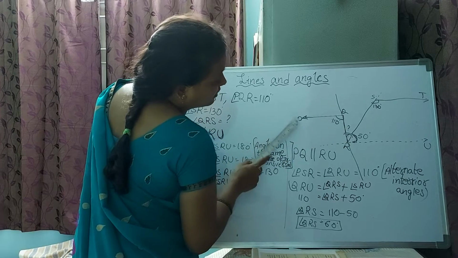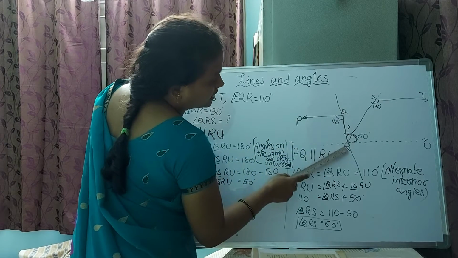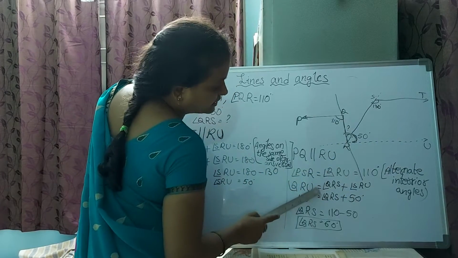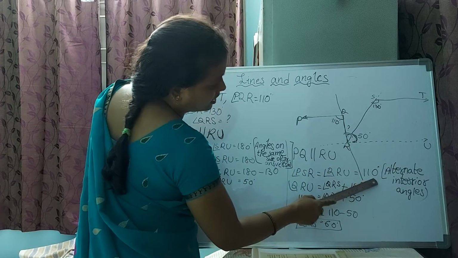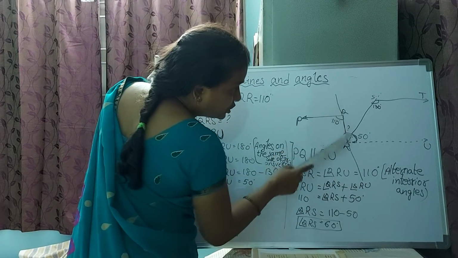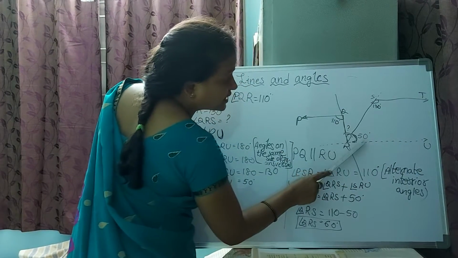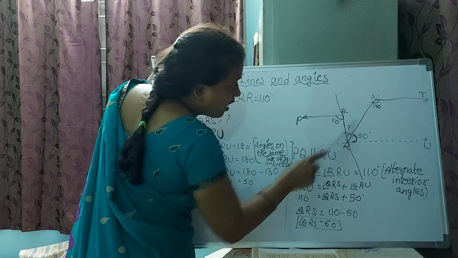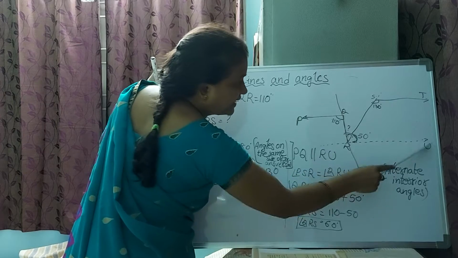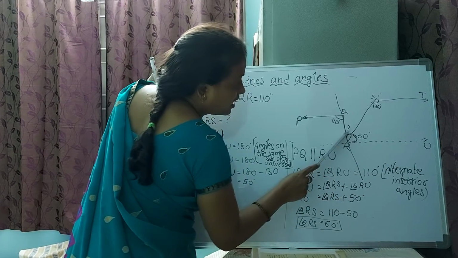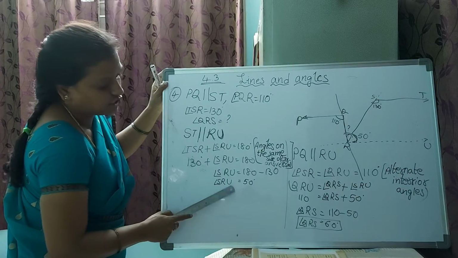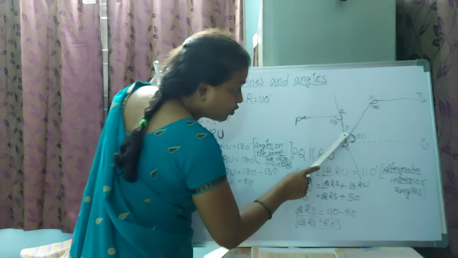So angle PQR is equal to angle QRU, both angles are equal, that is 110 degrees. What is QRU? In this QRU, two angles are there: QRS, this angle, and this angle. This complete angle means two angles are there. In these two angles, we know one angle, SRU, 50 degrees. We have to find out only this one.